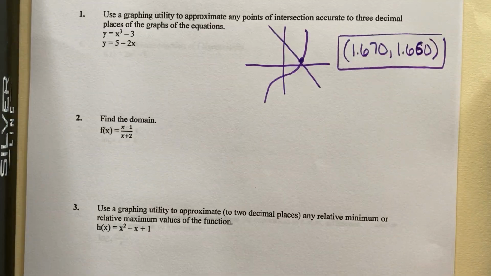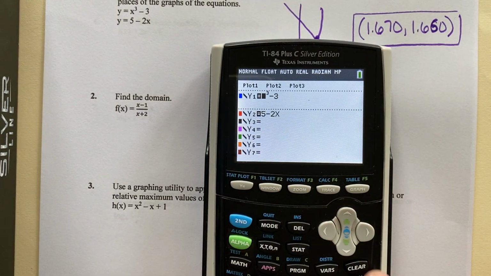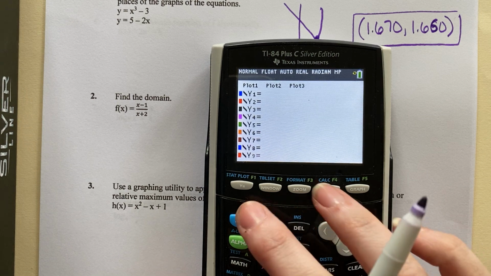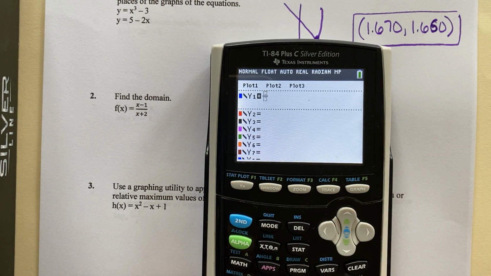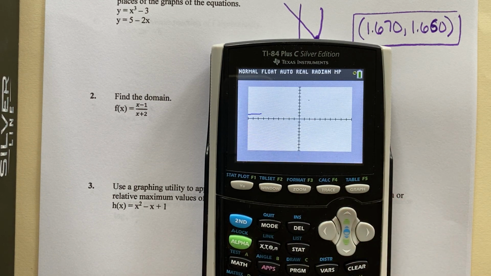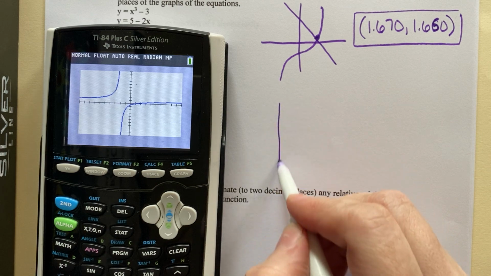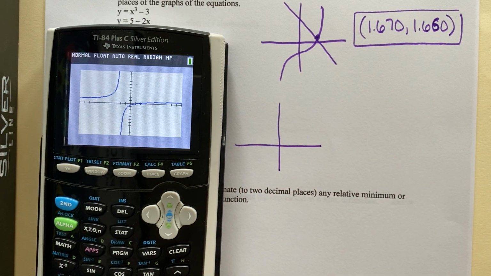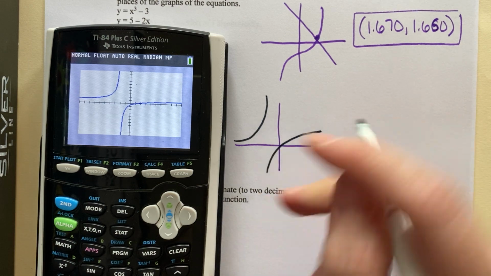Question number 2 says find the domain. So same thing, I'm going to graph this on my calculator. Just be careful, use your fraction bar. So we're going to do alpha y equals. First one is the fraction. I'm going to do x minus 1 on top, x plus 2 on the bottom, and hit graph. Okay, so I'm going to draw a sketch. I've got a line here and a line here.